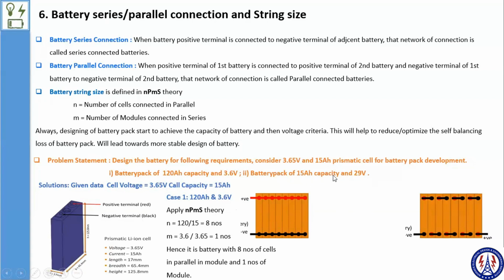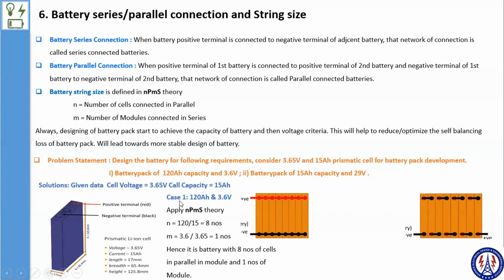So the second battery can power your 12 volt load as well, even a 24 volt load. But the first battery cannot power a 12 volt load or a 24 volt load. But it will last long for a 3.6 volt load, right? Because it has a capacity of 120 Ah. Here it's only 15 Ah.